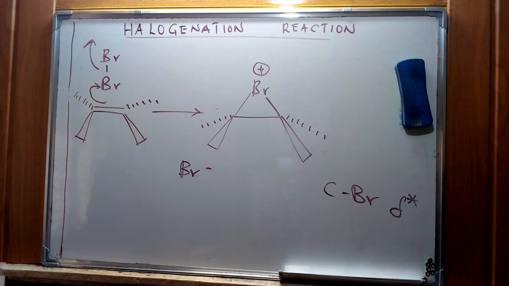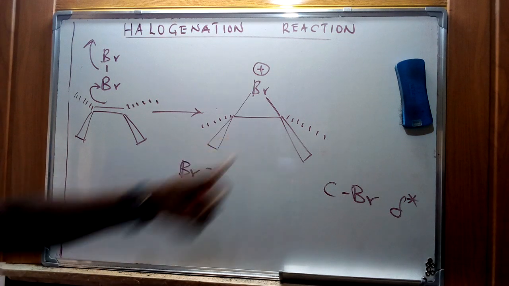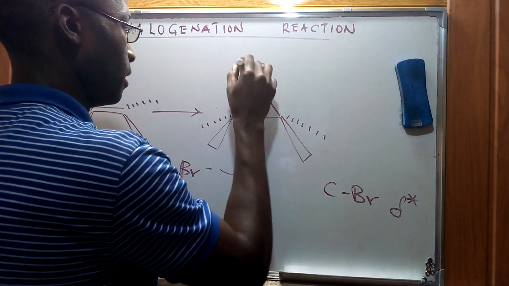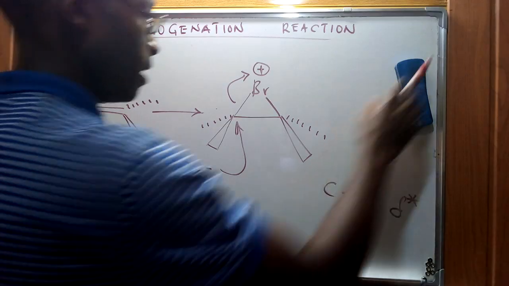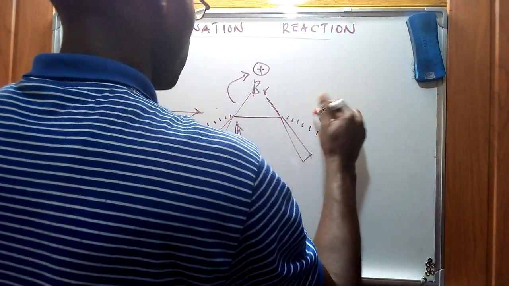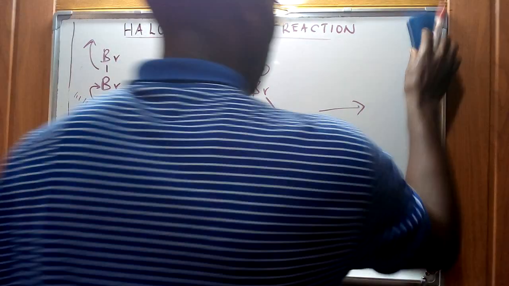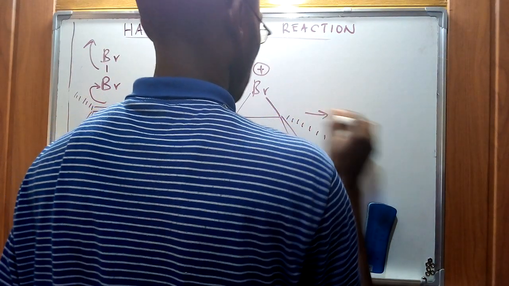antibonding molecular orbital, whereby we are going to see that it's going to attack at this specific point, and this is going to move, and therefore we are going to have a final product being given as this one. The space is going to be enough.